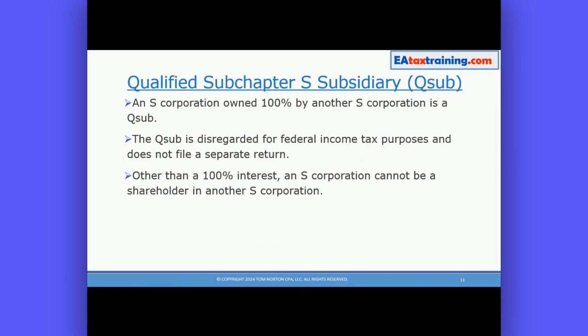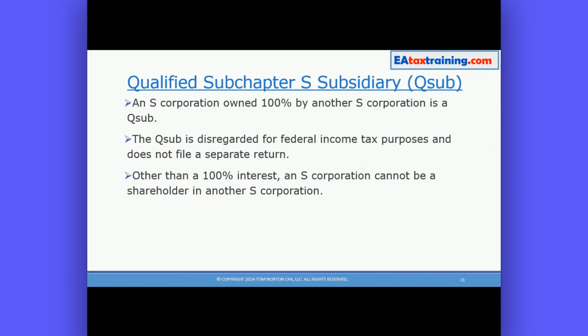Remember, normally a corporation, either a C Corp or S Corp, cannot be a shareholder in an S Corp. However, if one S Corp owns 100% of another S Corp, then that is allowed, and that is called this Q sub. In that case, the subsidiary corporation, the Q sub, is a disregarded entity for federal income tax purposes, and they do not file a separate return. So there'll just be one return filed by the parent S Corp, and it will take into account all of the activity of both companies.